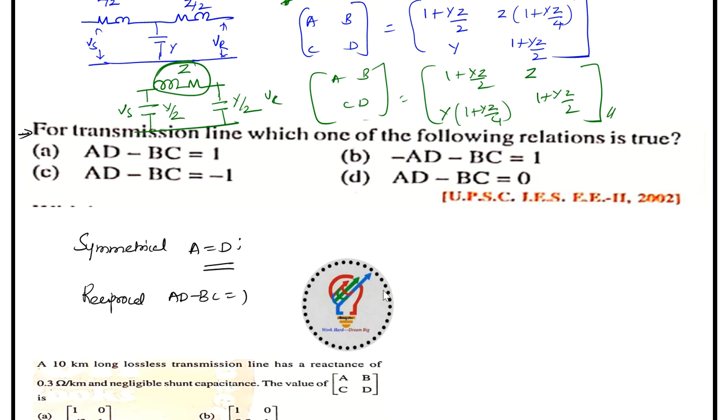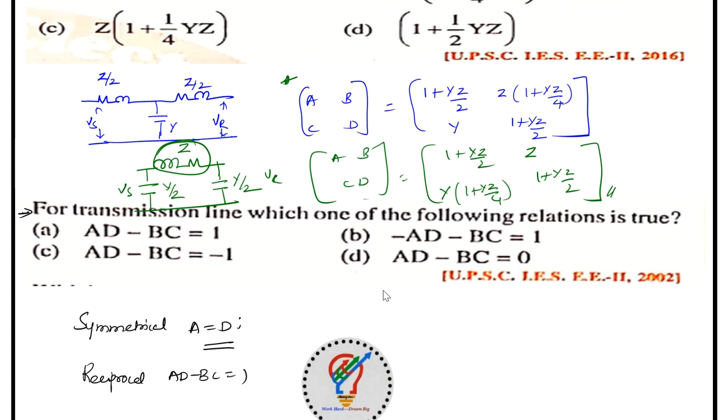Suppose, for example, take any model. Just now we discussed either the T network or the pi network. Just check this relationship: AD minus BC is equal to 1. If it is satisfied, the network is reciprocal. Transmission lines are always reciprocal networks, because they are passive elements only. So AD minus BC is equal to 1, and in this case the answer is going to be A.